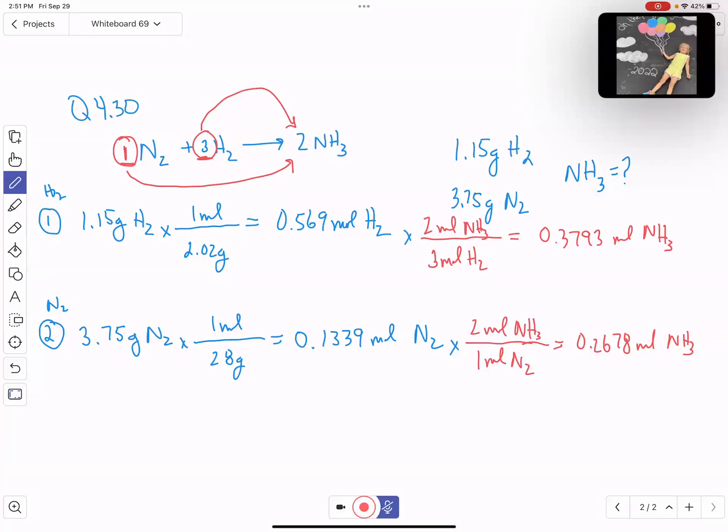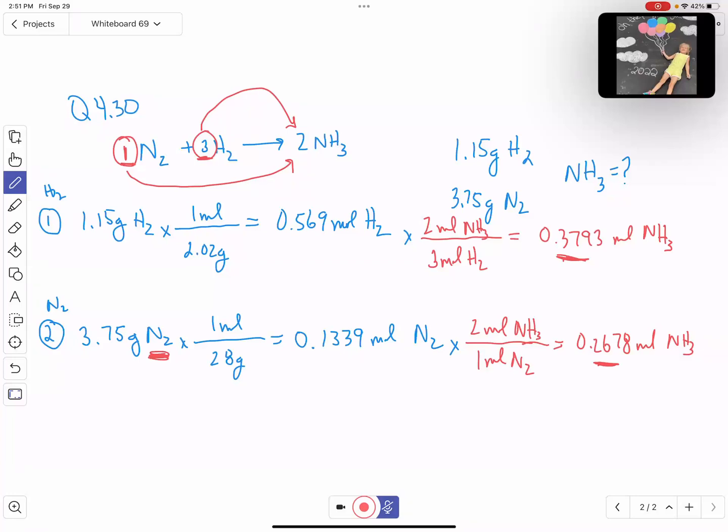Yeah, the nitrogen limits what we can make in the reaction because based on the nitrogen, we only make 0.2678 moles of ammonia. Based on the hydrogen, we could make 0.37. That's more. So yeah, the nitrogen limits our reaction. So we're done with hydrogen. We don't need to do any more calculations because we know that's there in excess. So to find out how much ammonia would be made, the reaction stops here at 0.2678 moles of ammonia because that nitrogen limits our reaction.